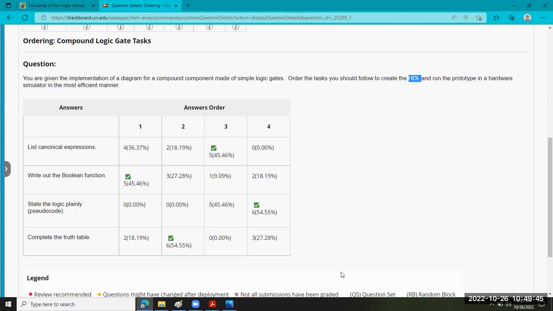Well, the first thing you want to do is write out the Boolean function. I know that may not be intuitive, but when you get a diagram, if there's an order of operations based on the diagram, you want your Boolean function to reflect that. Then you do the truth table. Then you do the canonical form. Then you state the logic plainly in pseudocode. Any questions about this item in particular?